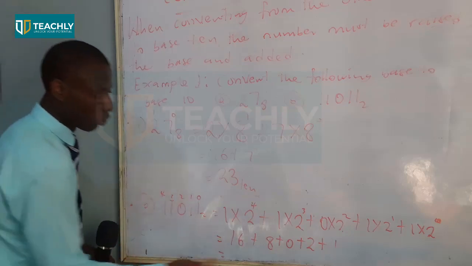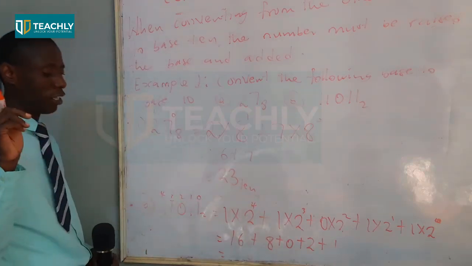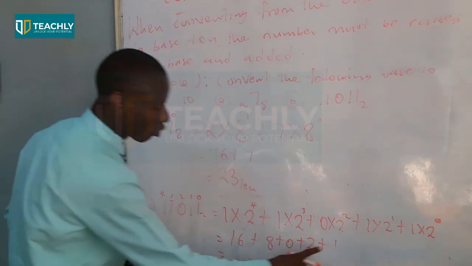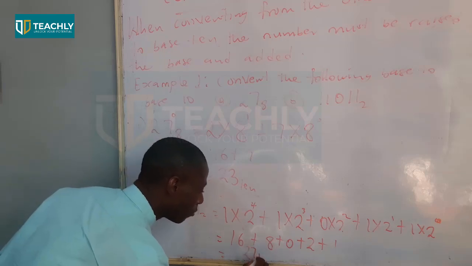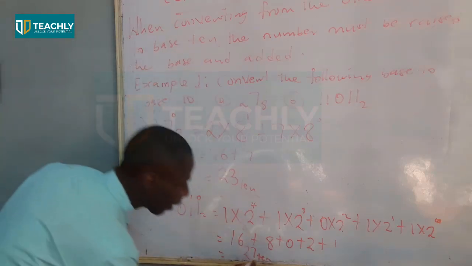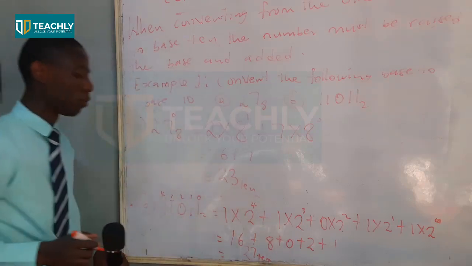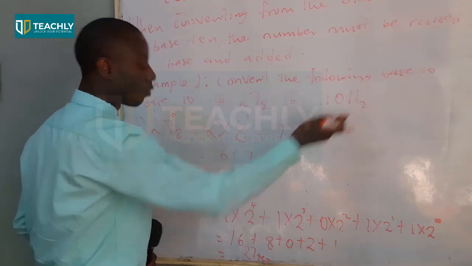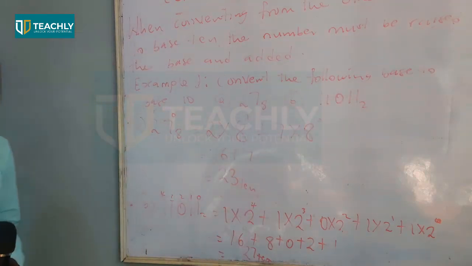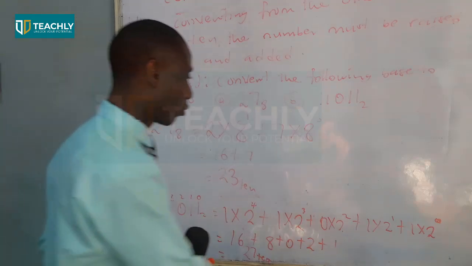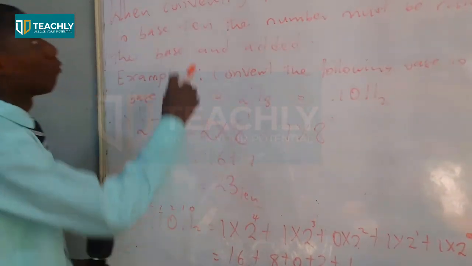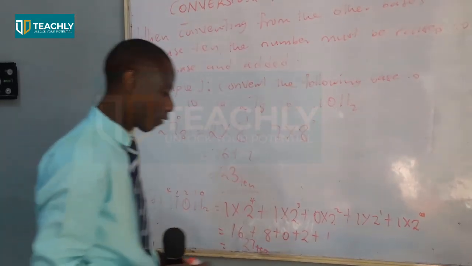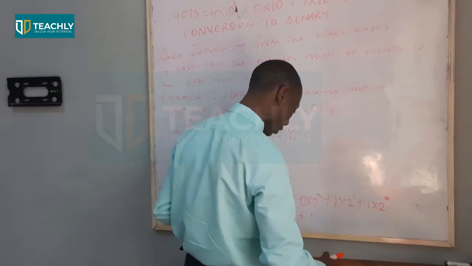16 plus 8 comes out 24. 24 plus 2, that is 26. 26 plus 1 comes out 27 base 10. So that's our final answer. You can see I put base 10. So it is now in base 10. So we've converted 11011 from base 2 to base 10. We converted from what? From base 2 to base 10. So that's how to convert a number from any base to denary.